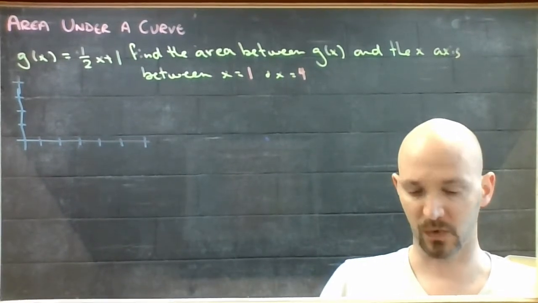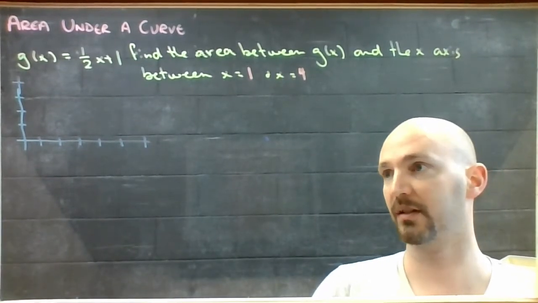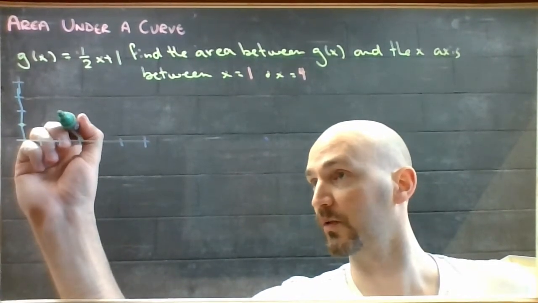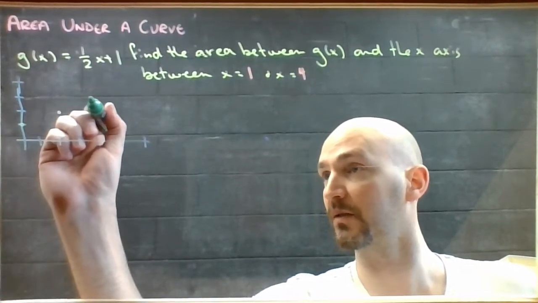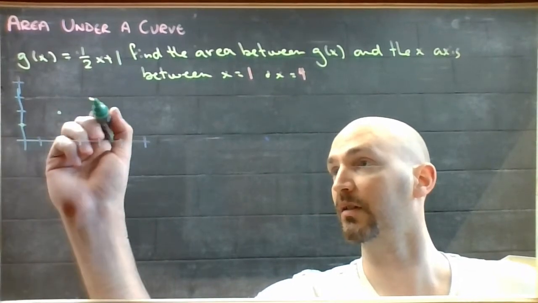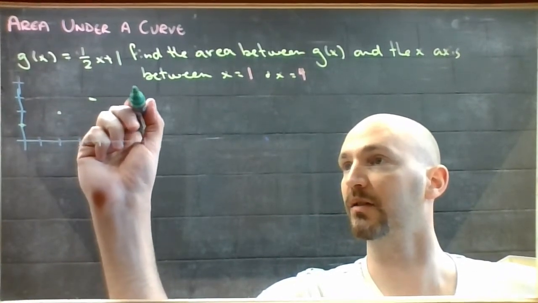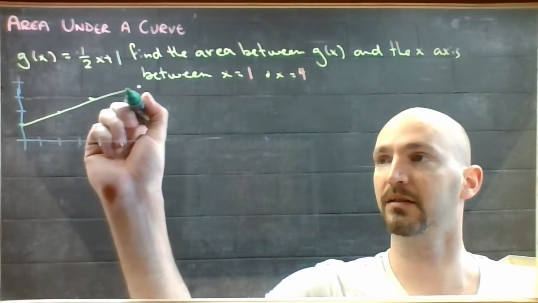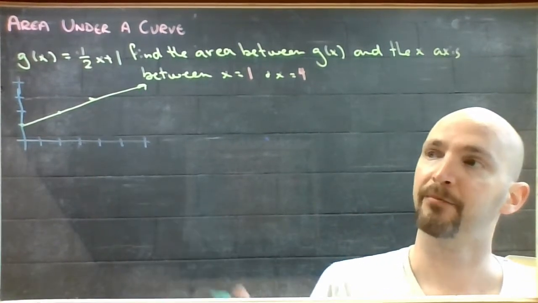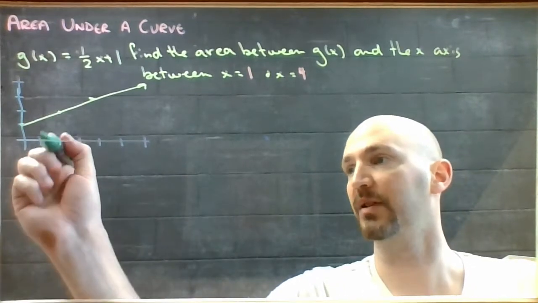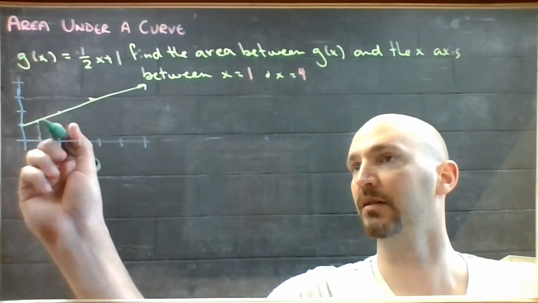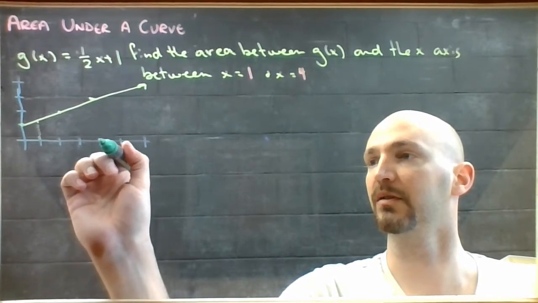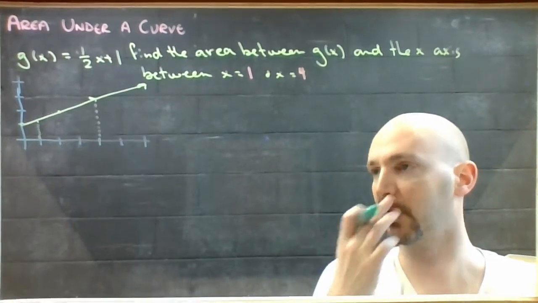Okay, so 1/2 x plus 1 has a y-intercept at 1, and then it goes up 1 over 2, up 1 over 2, here, 1 over 2. So that's my line. That's g of x. And I'm trying to find the area between 1 and 4. 1, 2, 3, 4. Okay.